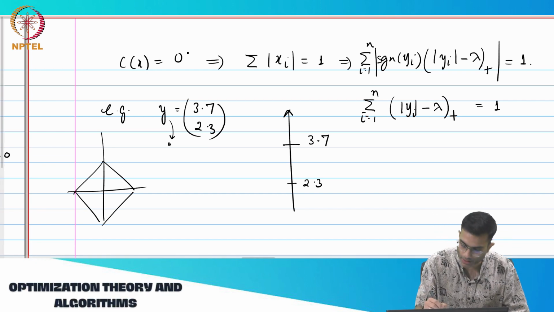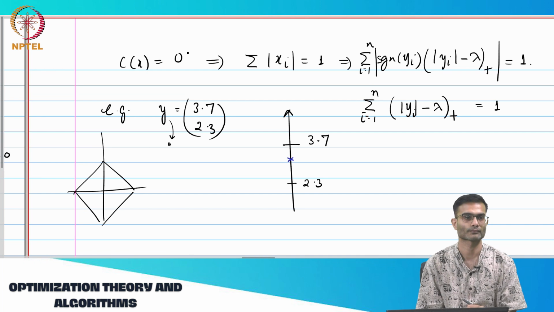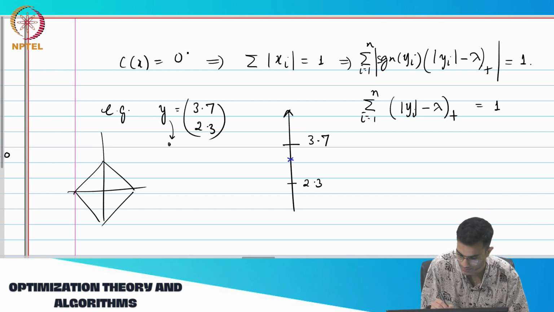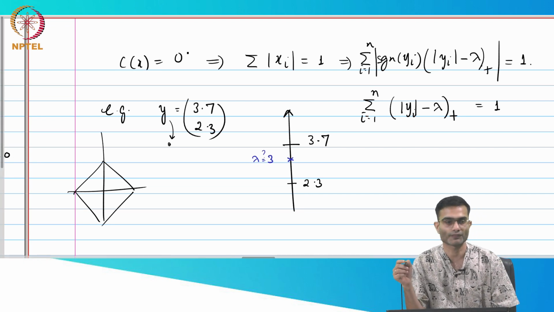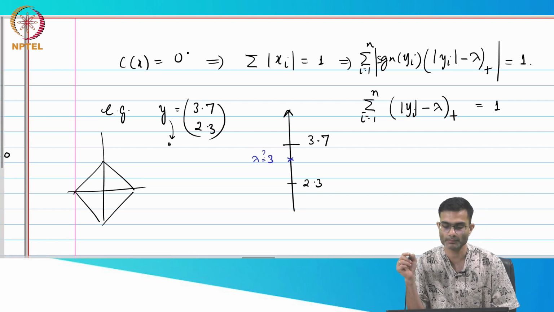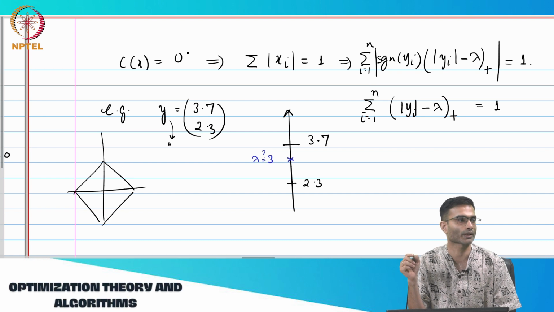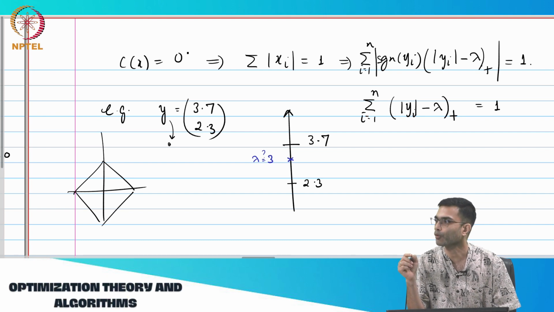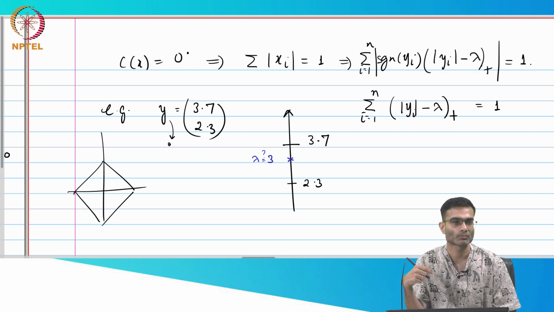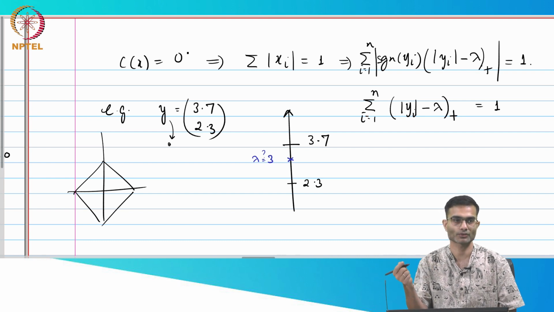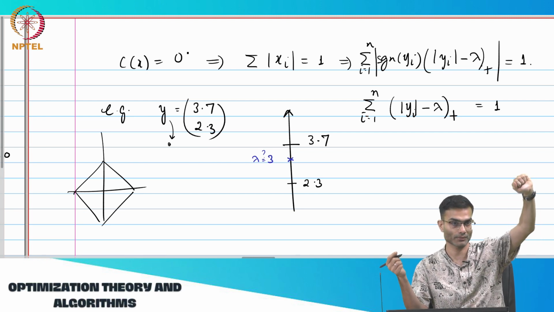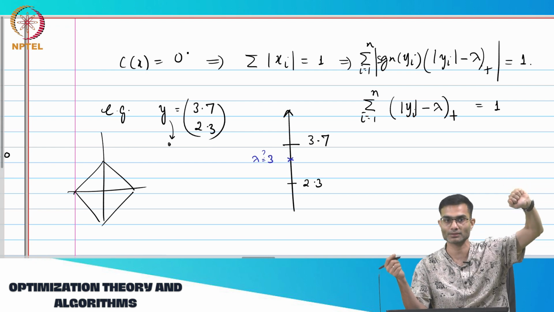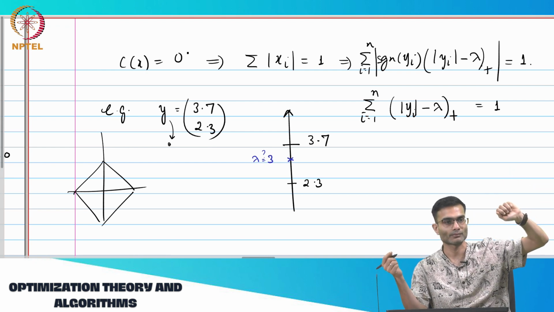So supposing I take my lambda over here. Okay, so let's say that this is lambda equal to 3? So the first term 3.7 minus 3, what is the plus operator going to spit out? 0.7. The next term, what will it spit out? 0. So it does not sum to 1, right? So now imagine that I have a slider available with me and I need to make lambda greater or smaller.